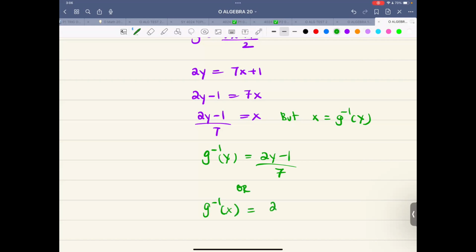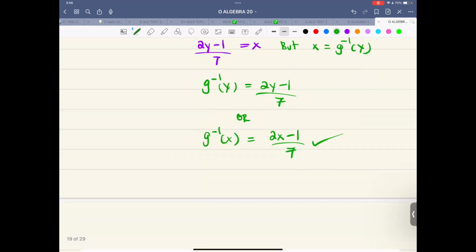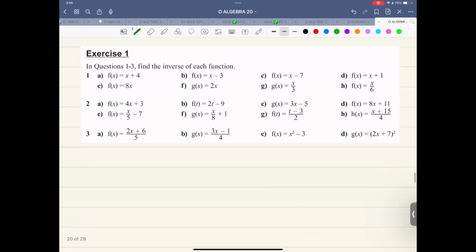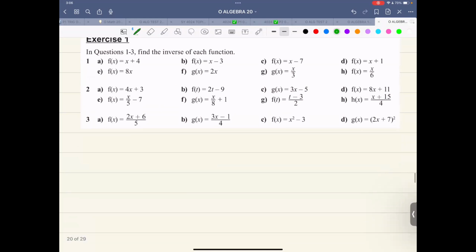So g inverse x is 2x minus 1 over 7. That's how the inverse function is evaluated. All good, all clear? Now over here, they're asking for the inverse of each. This is pretty basic. X plus 4, the inverse will be x minus 4. X minus 3, the inverse will be x plus 3. X minus 7, the inverse will be x plus 7.